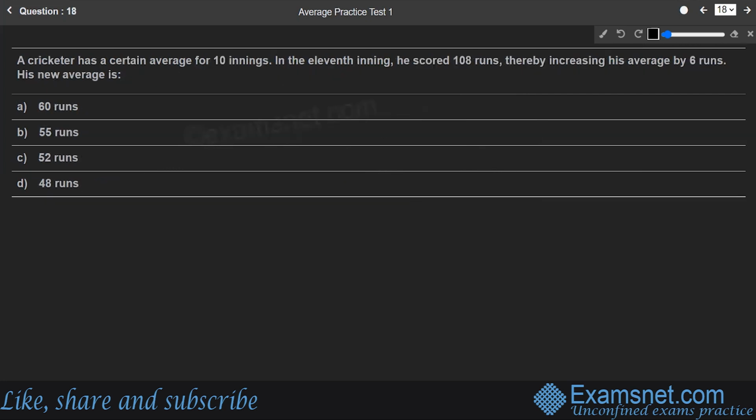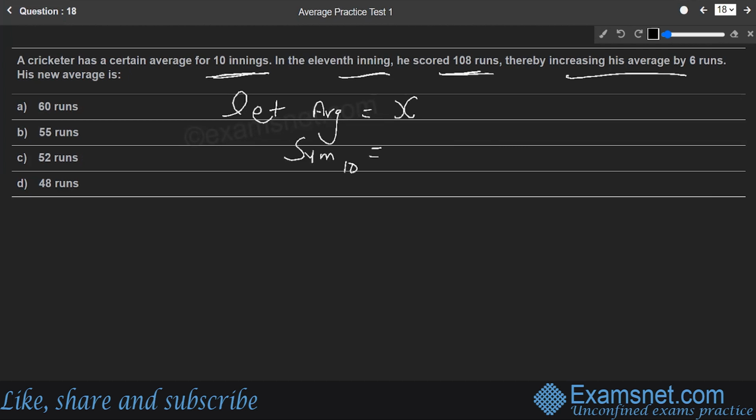Now, a cricketer has a certain average for 10 innings. The average is not given. In the 11th inning, he scored 108 runs, thereby increasing his average by 6 runs. So the average is not given to us, and the use of averages is in two lines. So we'll have to assume the average first. Let us assume that the average of his 10 innings is X runs. So what will be the sum of those 10 innings? The sum is always average multiplied by number. Average is X and number is 10, so it's going to be 10x. So in all, we can say in 10 innings he has scored 10x runs.